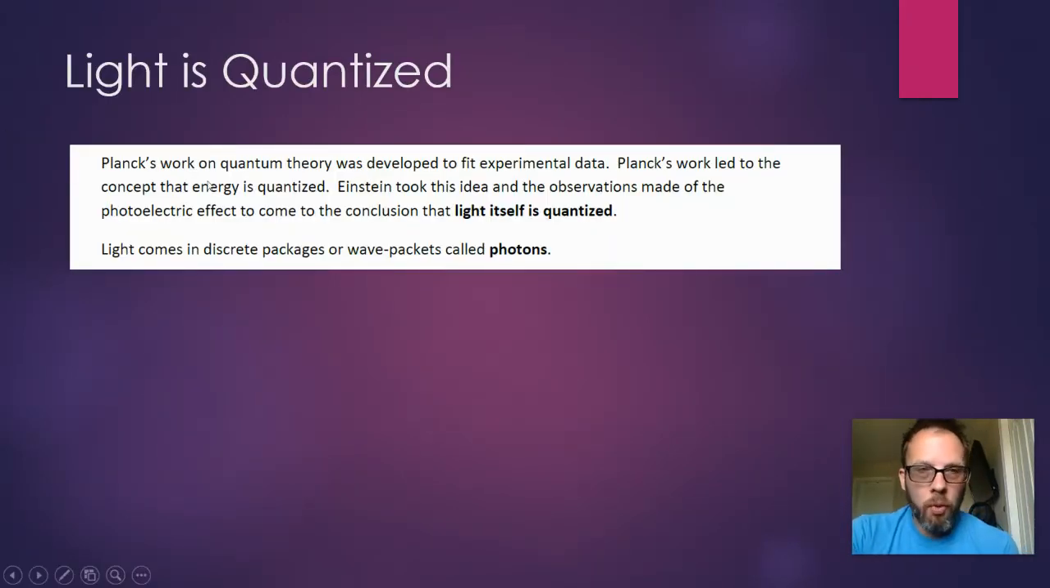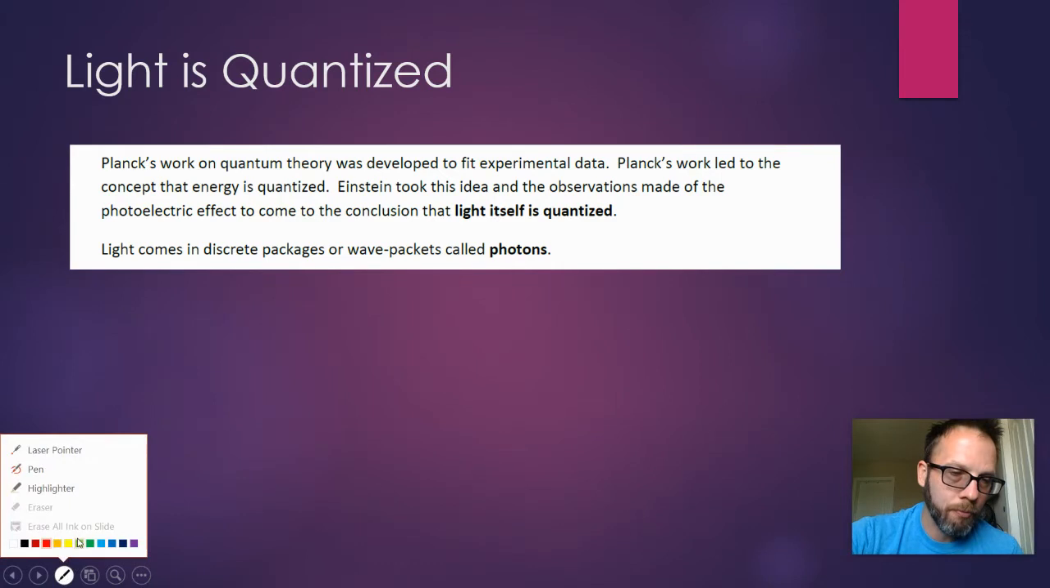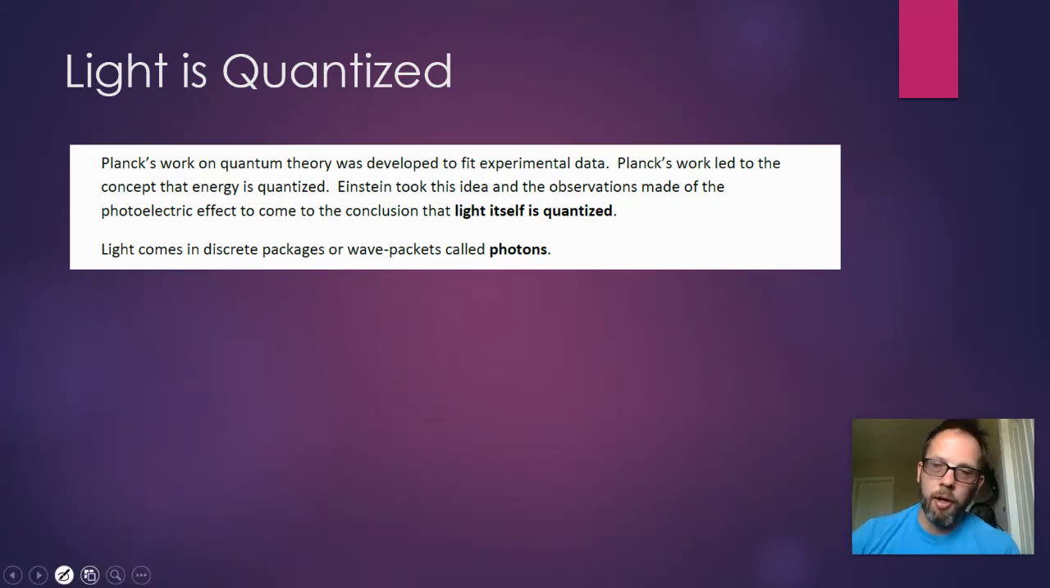Just to summarize, we talked about Planck's work solving the ultraviolet catastrophe. He led to the concept that the energy is quantized, at least the energy of a vibrating atom, and that energy depends on the frequency of the absorbed or emitted photons. We came to the conclusion light comes in discrete little packages, particles called photons, and their energy was E equals hf. And that'll be our starting point for today.